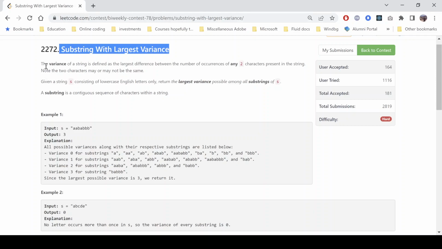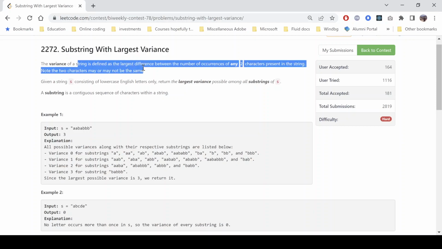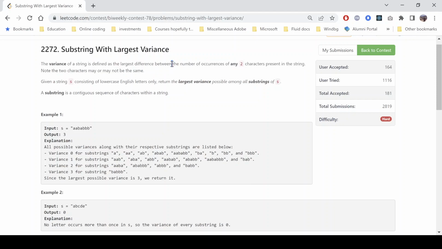The problem statement says that the variance of a string is defined as the largest difference between the number of occurrences of any two characters present in the string. So that means in a string, if we choose two characters and we find the difference between the occurrences of those two characters, then that gives us a value, and the maximum of these values is known as the variance of a string. Now, I also note that two characters may or may not be same.